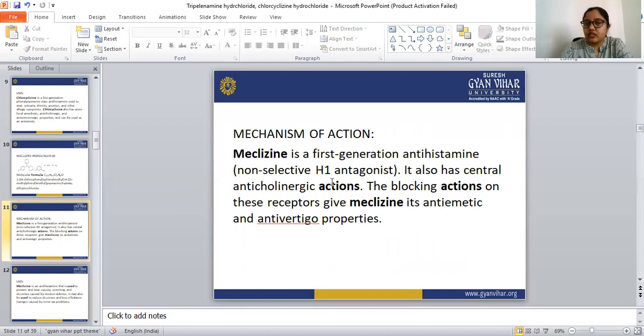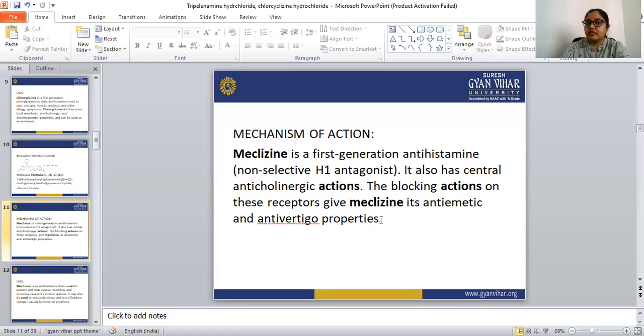What does this do? It blocks the H1 receptor. The blocking of the H1 receptor leads to its anti-emetic and anti-vertigo property. When meclizine blocks the H1 receptor, the action of histamine reduces, which gives the anti-emetic effect, meaning it is used to treat nausea, and it gives the anti-vertigo property.